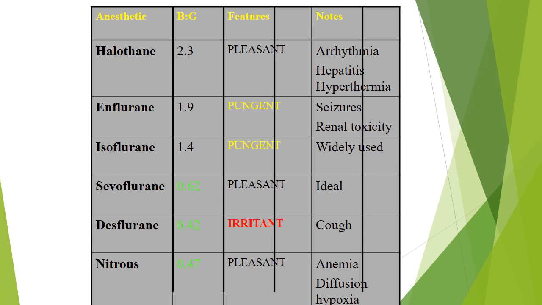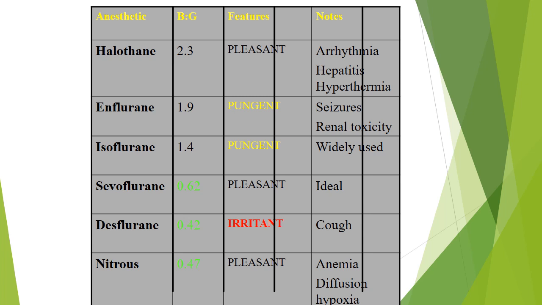Enflurane has a blood gas partition coefficient of about 1.9, and it is a pungent gas. It can cause seizures, and renal toxicity can occur with the use of this agent. Isoflurane, blood gas partition coefficient value is 1.4. It is also pungent. It is widely used.